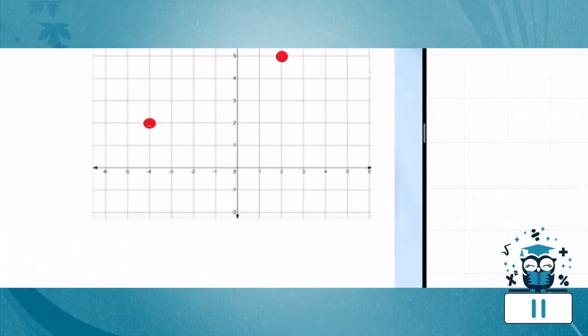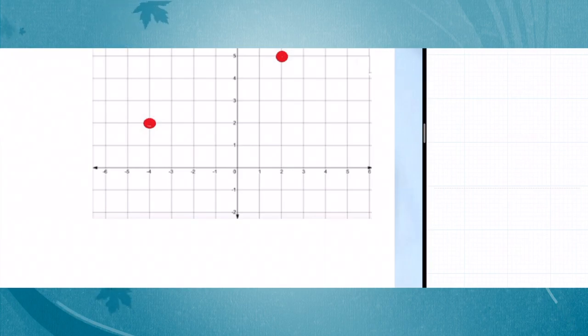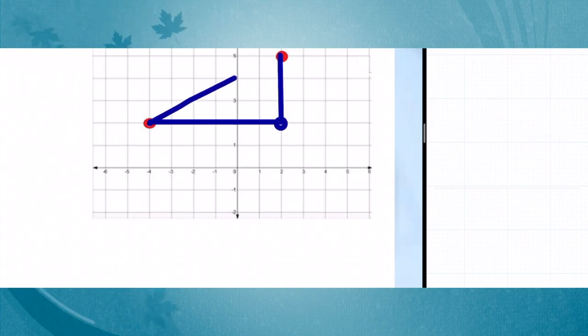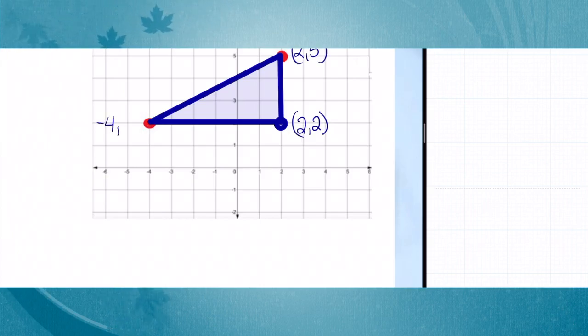We want to make a right triangle out of these points. So I need a third point, meaning I'm going to find a point where this horizontal and vertical line come together. So here's my third point. And that's important. It has to be a vertical and a horizontal line so that I have a right triangle. And this point is at (2, 2). So I'm just going to put my other points in there just so we have them. Here's (2, 5). And here is (-4, 2).